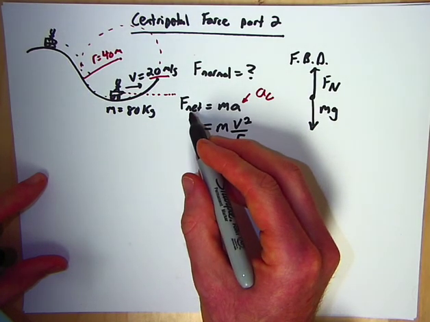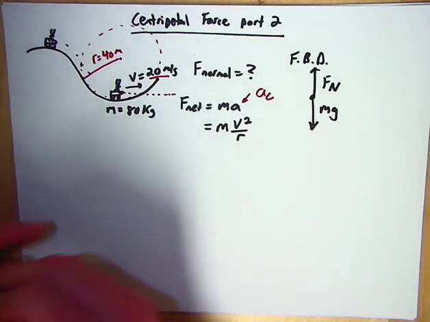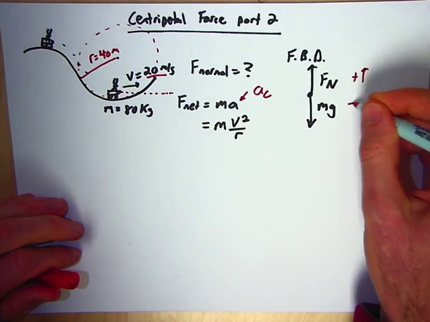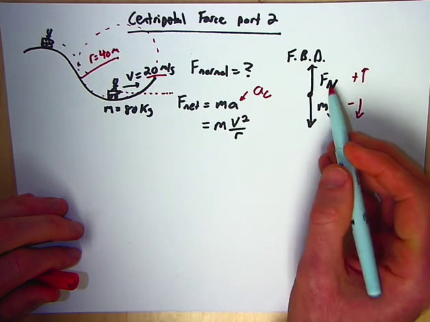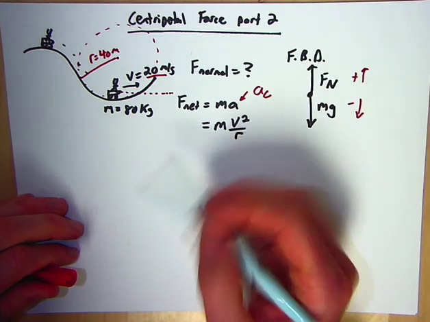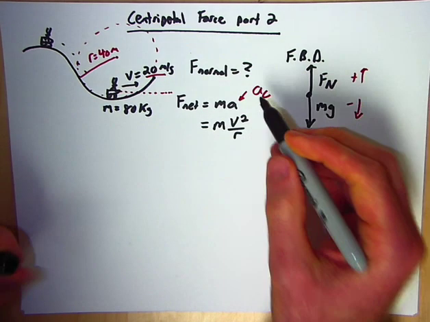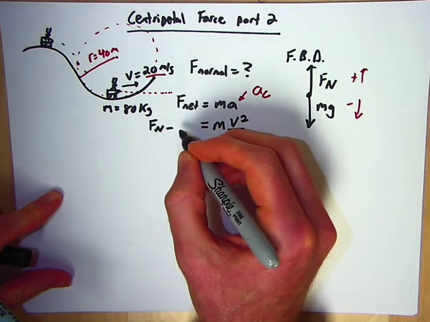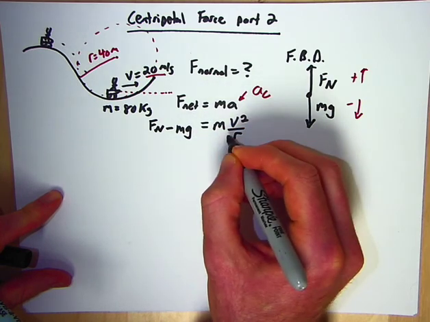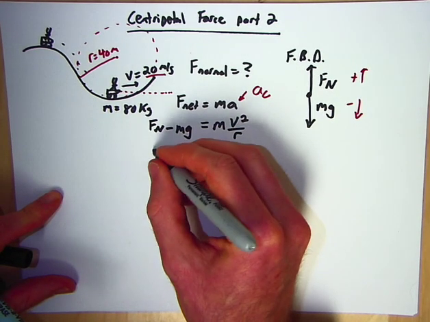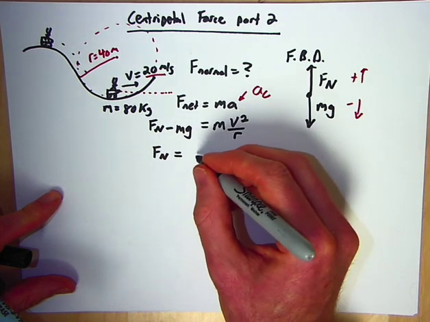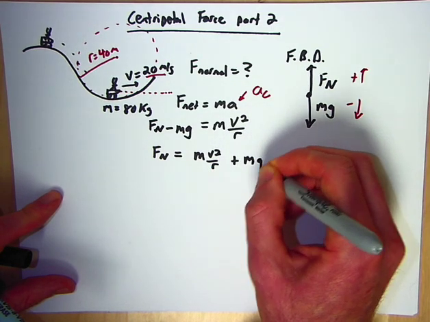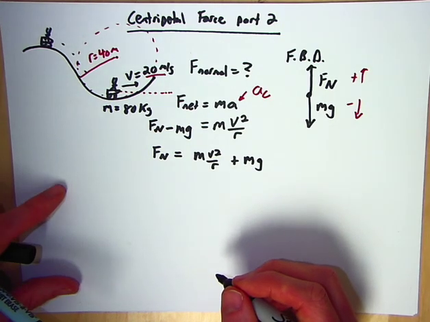Let's talk about the forces that are acting on you. Well, we still need to pick a direction as positive and a direction as negative. So let's just go ahead and say we'll pick up as positive and down as negative. So this is positive and that's negative, and we can fill these in over here. So this is going to turn out to be Fn minus mg equals mv squared over r. And we're looking for Fn. That's going to be Fn equals mv squared over r plus mg, right?